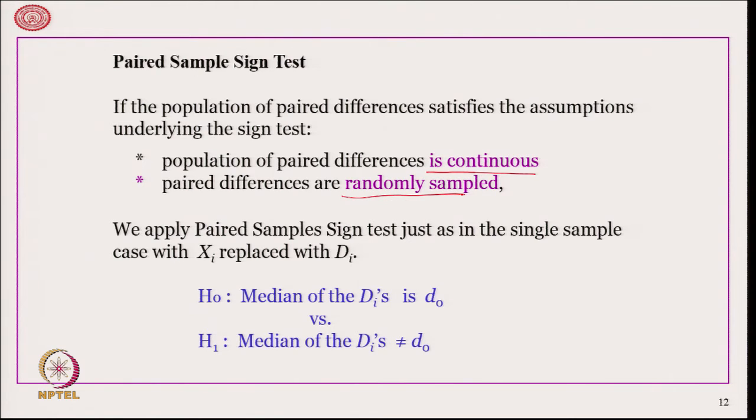If these two assumptions are satisfied, then we are going to use the paired sample sign test, where the H naught, or the null hypothesis, is that the median of the Dis is D naught, versus the median of the Dis is not equal to D naught. So, for example, we are looking at only a two-sided test.